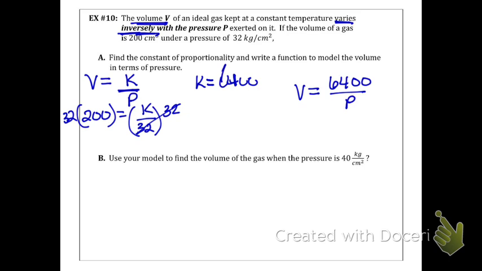Oh, that just 6,400. Sorry, for some reason my pen just was not writing good.